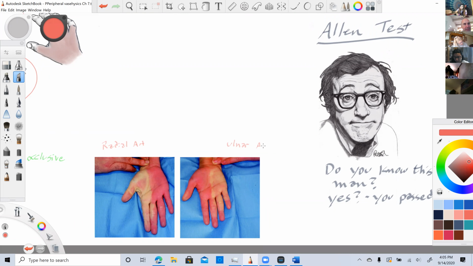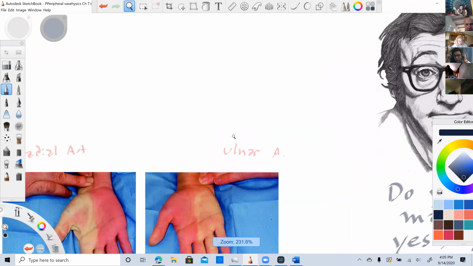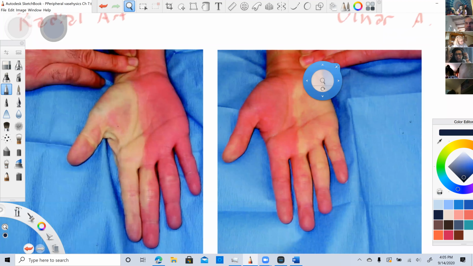Well, let me tell you a little bit about the anatomy. Maybe I'll draw right on top of these hands because I cannot draw hands at all. Let me use the color black. So let's zoom in. You guys could try this on your own.